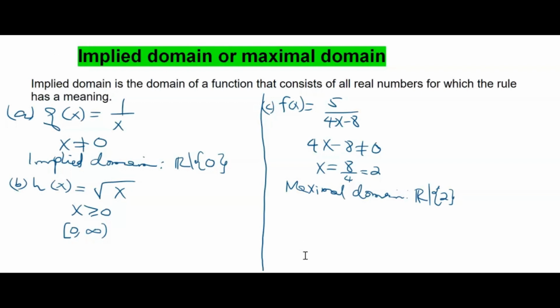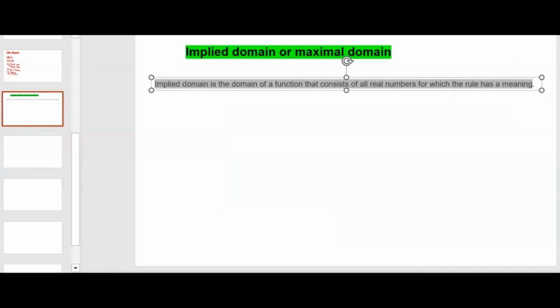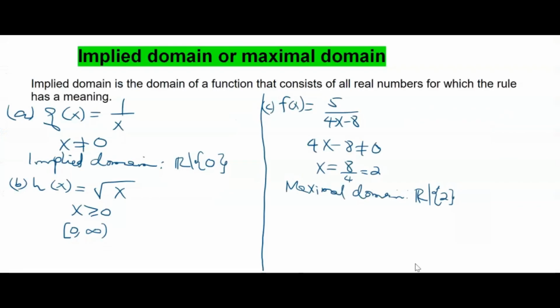And you can also use CAS. So let me show you how to use CAS. All you have to do is write domain, a bracket, and the fraction for x minus 8, comma x, and that gives you x cannot be 2. So all real values, but x cannot be 2. So that could be another way of doing it.